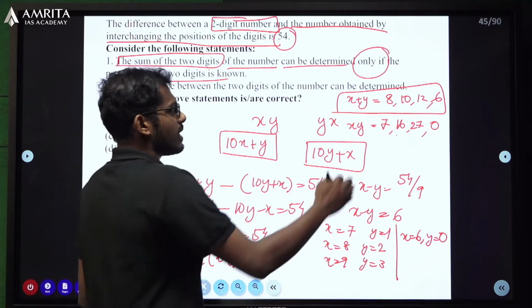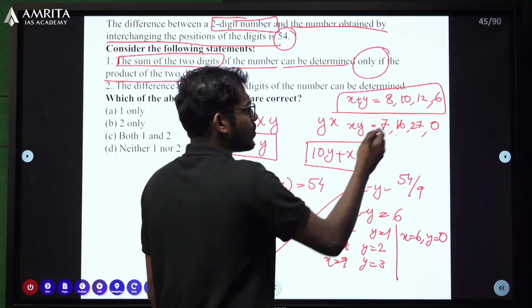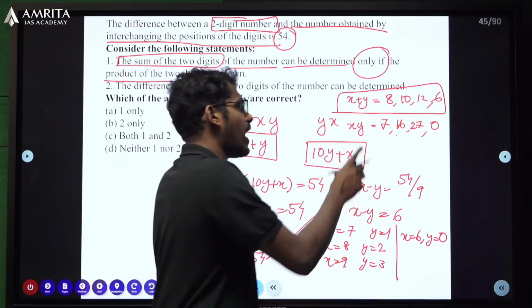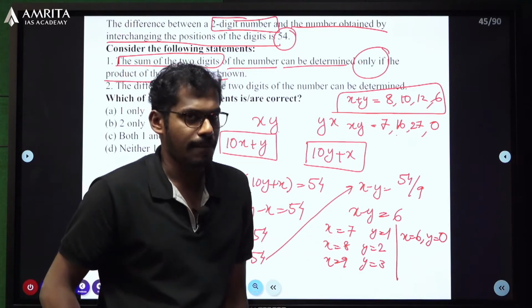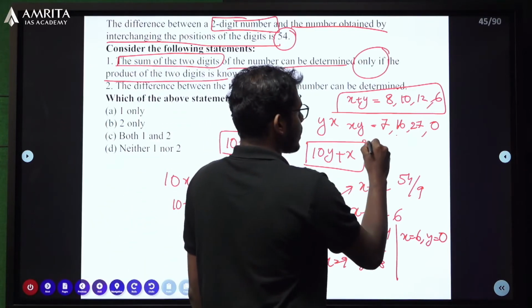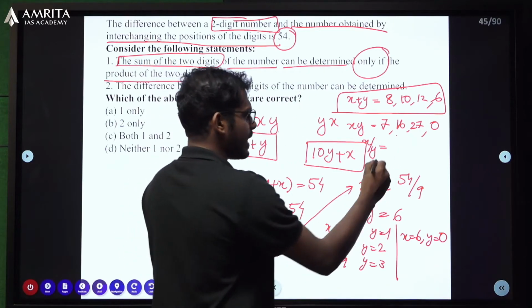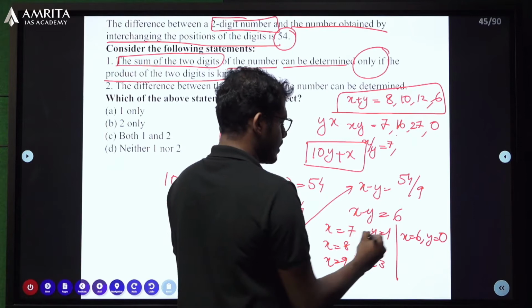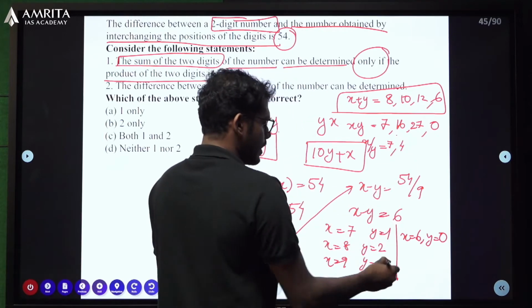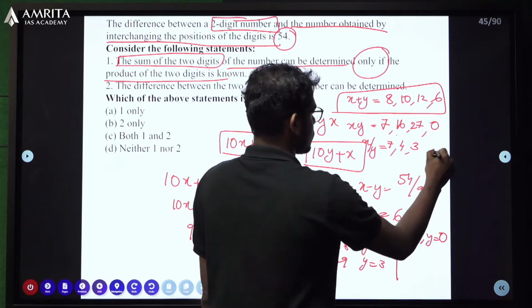They say that x plus y can be determined only if we know the value of x into y, or xy. Is it correct? What if we calculate the value of x by y? In the first case, 7 by 1 is 7, clear. 8 by 2 is 4, 9 by 3 is 3, 6 by 0 is not possible, clear.